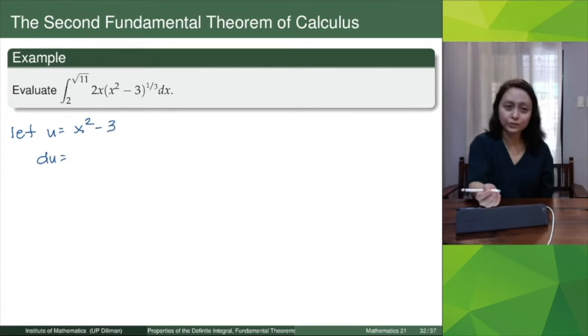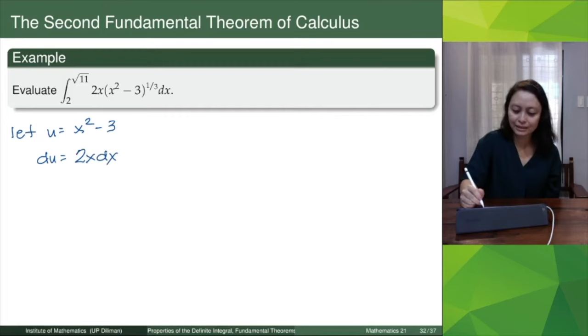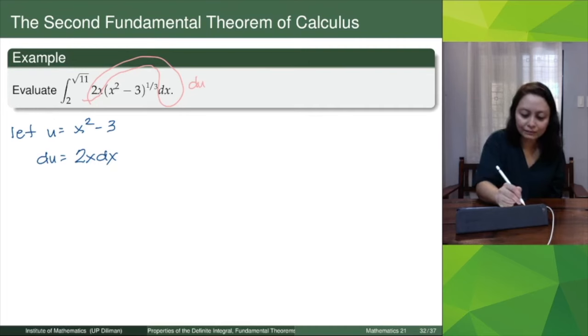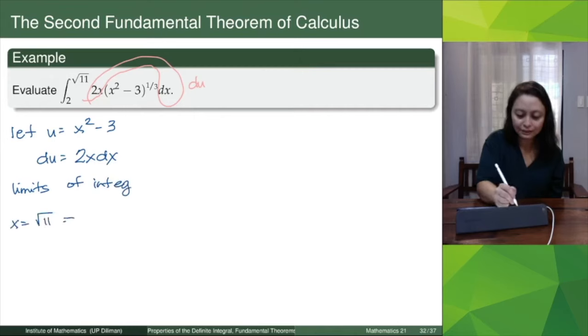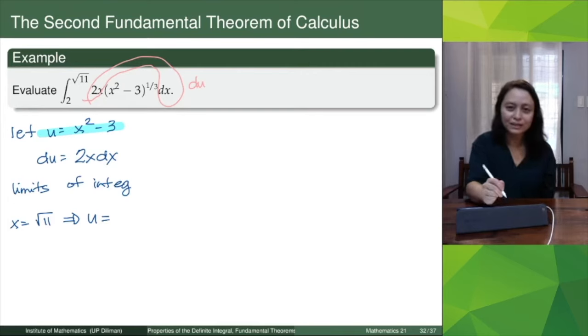Okay? So, if that is u, du is 2x dx. And, yun, okay na. Itong part na to, this will already be your du. Yan, sige. So, palitan na lang natin yung limits of integration. If x is square root of 11, sige nga, u is, take note, ito yung gagamitin natin. So, square root of 11 square is 11 minus 3. Ilan yun? 11 minus 3 is 8.